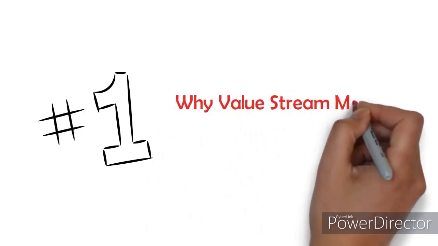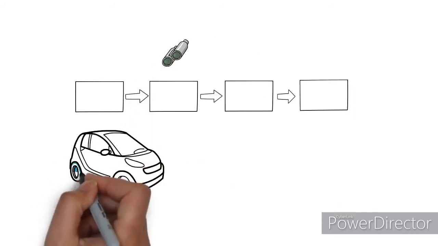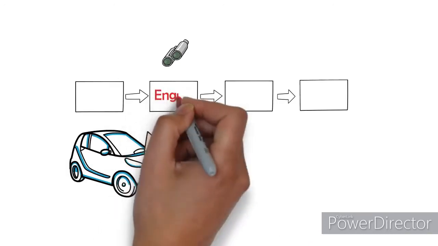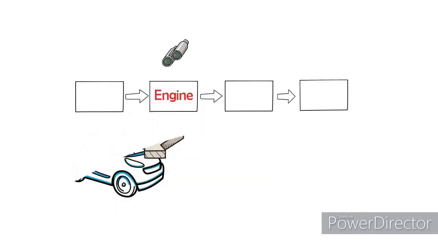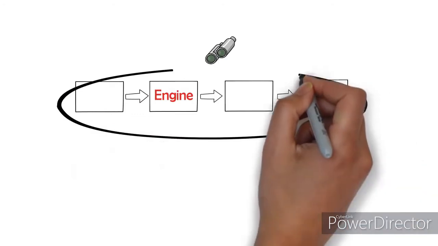Why value stream mapping? The main reason is that if you focus on one process and not on the whole system, your customer could not feel the difference. Focusing only on one process is like improving only the engine of a car while leaving the wheels deflated. So to improve your company, you have to focus on the flow and the value of the entire stream, and not only on one single point.